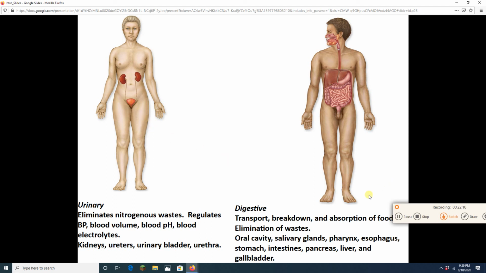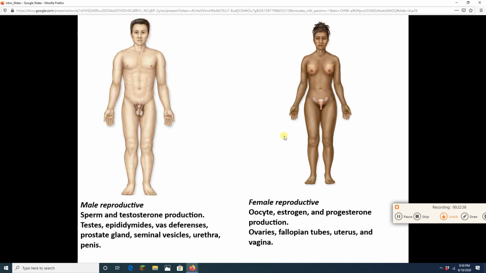And then we got the digestive system, which is going to be involved in moving, smashing, and absorbing food, getting rid of wastes. Oral cavity, salivary glands, pharynx, esophagus, stomach, intestines, liver, pancreas, gallbladder, all digestive organs, all covered in A&P number 2. And last but not least, we got the reproductive systems, both male and female.